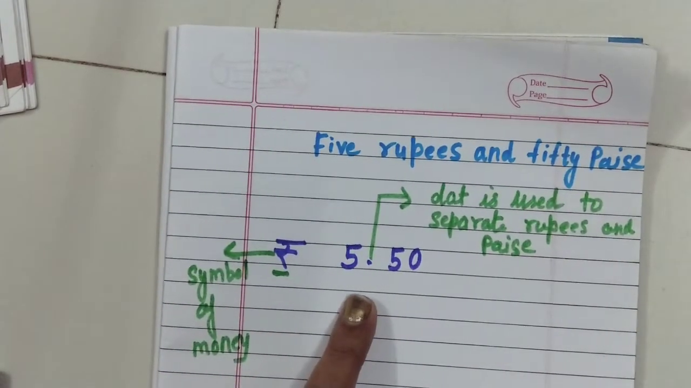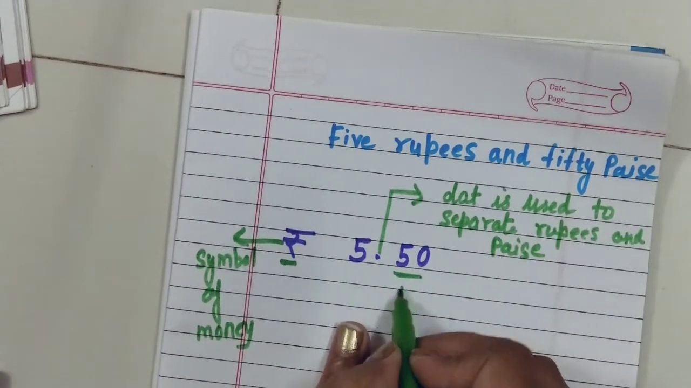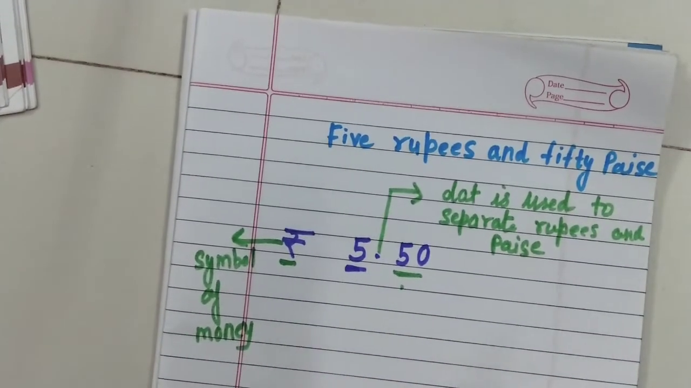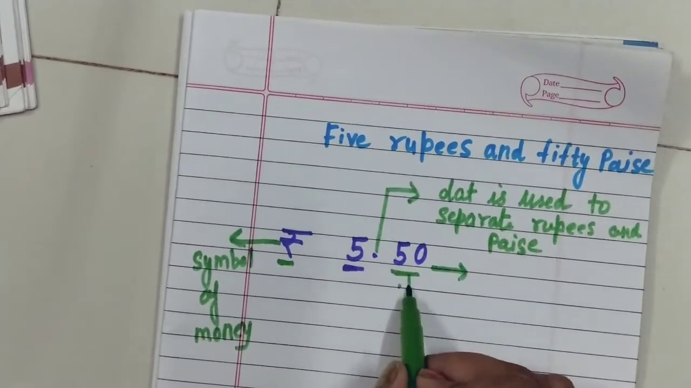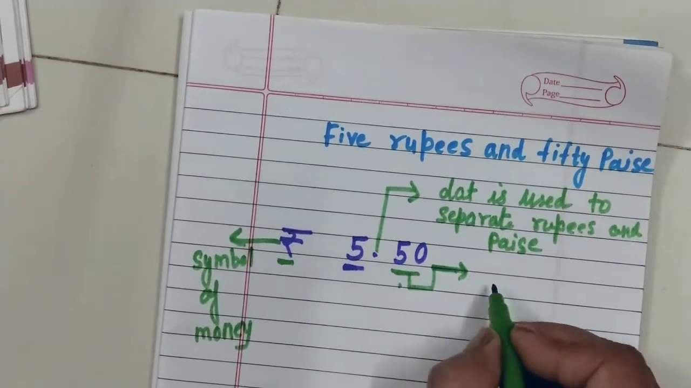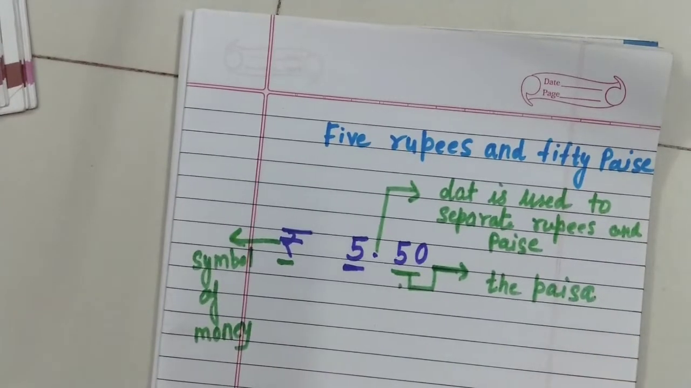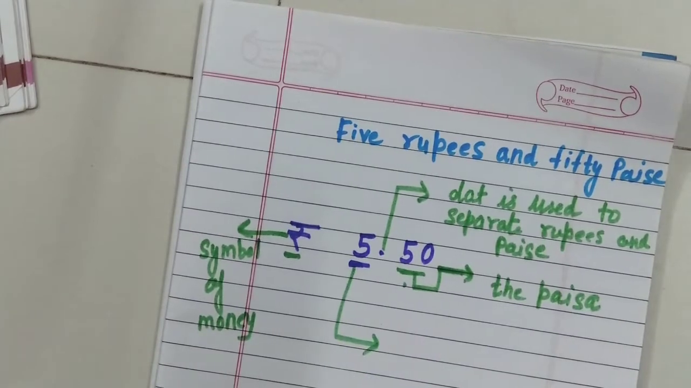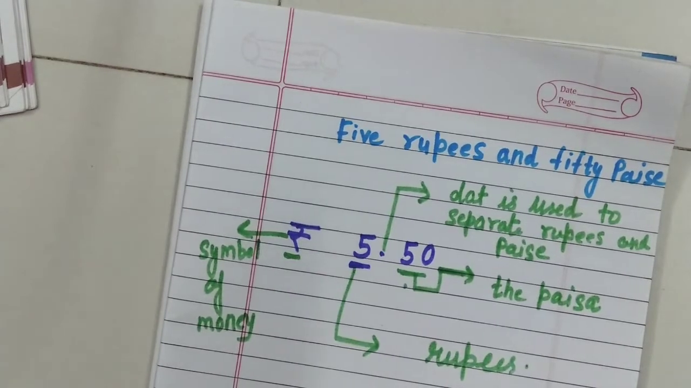Now next, here we have two sides. Here we have the dot. This is the right side of the dot, and this is the left side of the dot. So children, remember one thing, the right side of the dot denotes the paisa. Here we have to write the paisa. And the left side of the dot denotes the rupees.